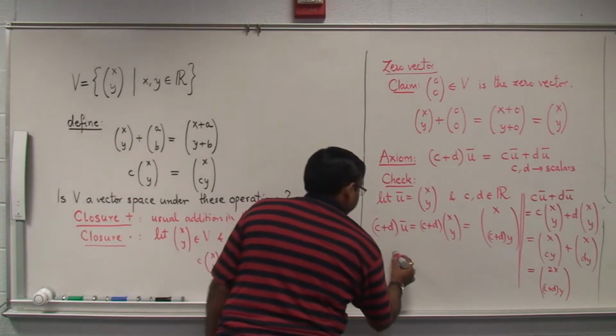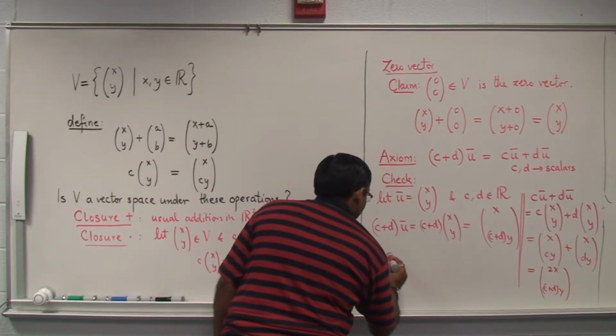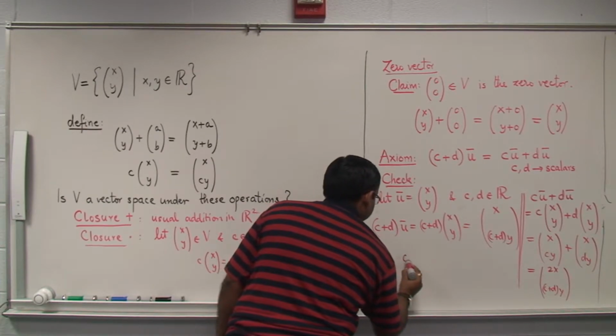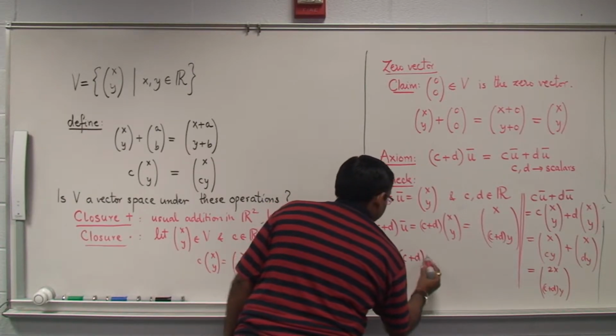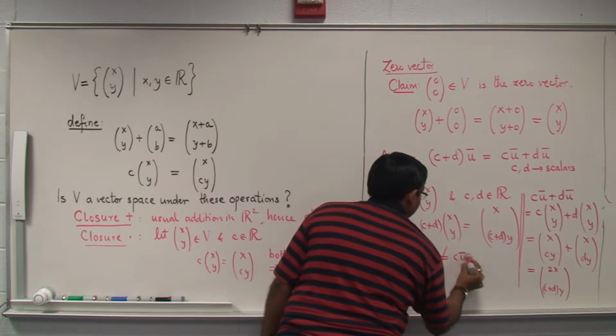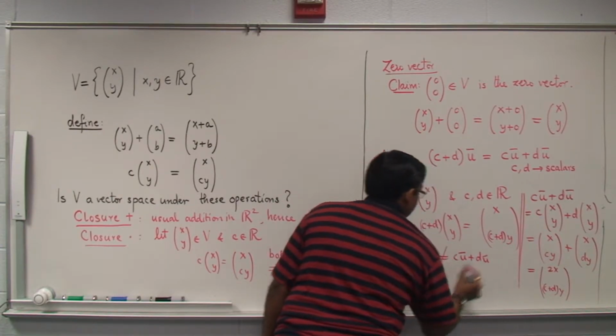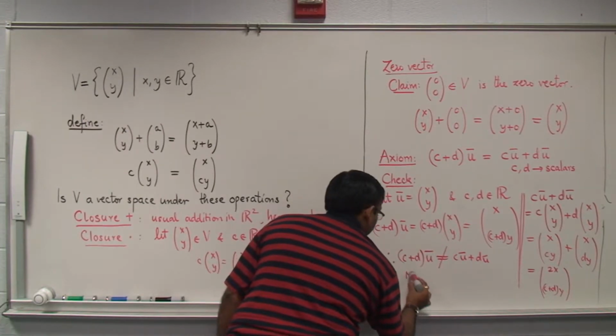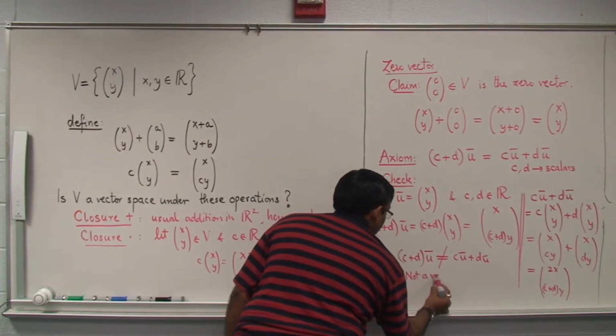Hence, what we have obtained is that (c + d) times u need not be the same as cu plus du. Hence, it is not a vector space.